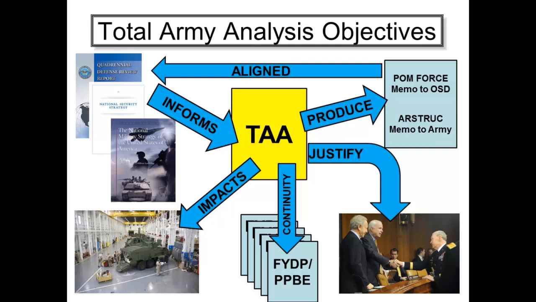Yes. And it produces, again, the output of TAA is the POM Force memo to the Office of Secretary of Defense and the RSTRUC memo to the Army. So again, when the RSTRUC comes out, we will make that into an executive summary, POM Force memo, send that to the Office of Secretary of Defense and say, hey, SecDef, you asked the Army to do this with the directed force. After going through TAA, this is what we come up with. This is the force we need to accomplish the missions that you've given us. And then it also goes into the POM, which goes back to Congress. It says, please give us money through the President's budget, which we'll talk more about in 103 Bravo.